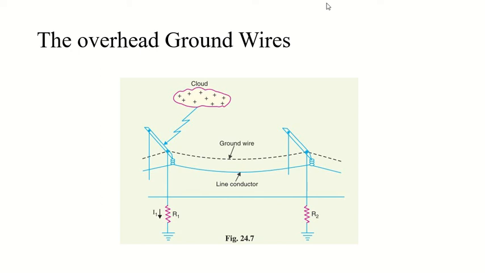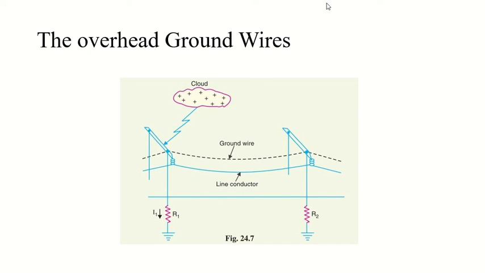So as you can see in the picture, for simplicity, one ground wire and one line conductor are connected with my transmission line. The ground wire, as you can see, is placed above the line conductor at such a position that practically all lightning strokes are intercepted by them only, right? By whom? By ground wires. So the ground wires are grounded at each tower or pole through as low resistance as possible.